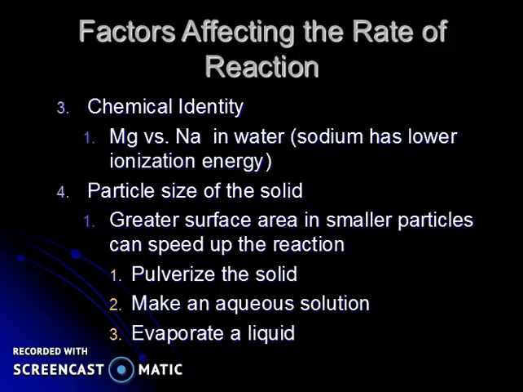And finally, particle size. So we can do things to try and make things move faster. We can grind up our solids. We can reduce the volume of a solution and concentrate it. Or we can, instead of leaving it in the solid state, add a little water and help the particles bump into each other more frequently. The name of the game here is the more frequently your chemicals come in contact with one another, the faster the chemical reaction tends to be.